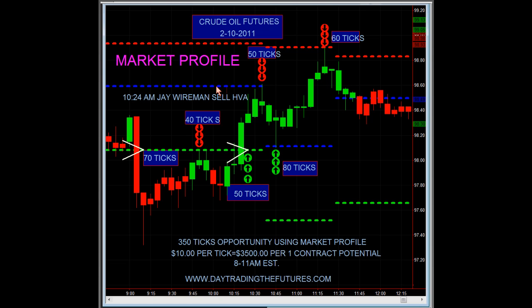And then I've got these dots to help you out. So oil, this is 350 ticks of opportunity. I teach traders to only go from 8 to 11 a.m. That's all you need to trade every day, 8 to 11 Eastern. Only 3 hours. That's 350 ticks of opportunity in market profile just on Friday. That's $10 per tick, $3,500 per one contract potential.